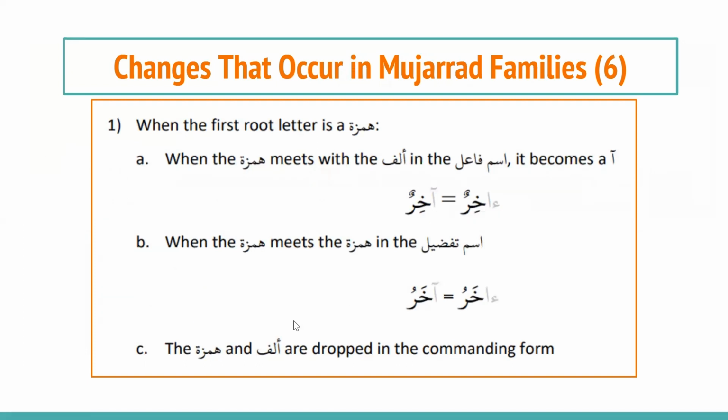Okay, so we saw different changes in the Mujarrad family, but I know you remember that the irregularity happened in the commanding fail. So let's see what other changes happened.